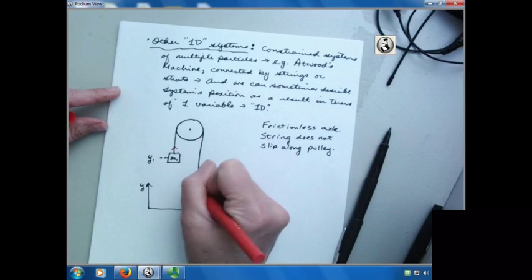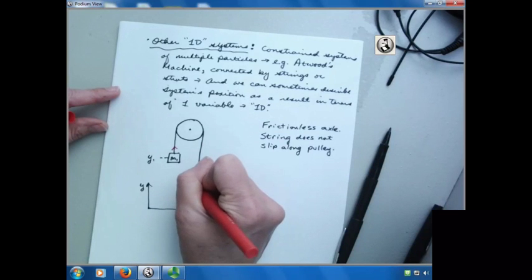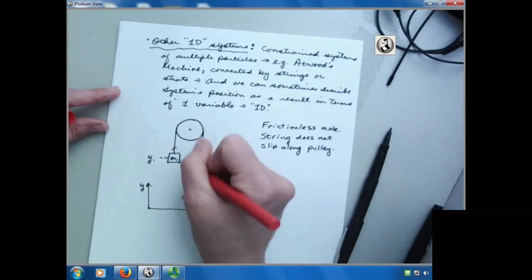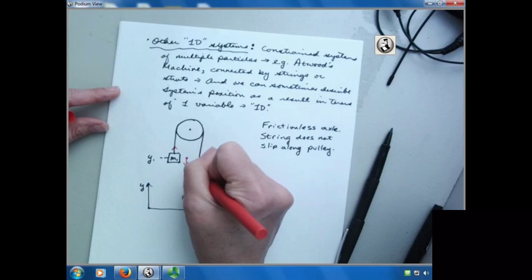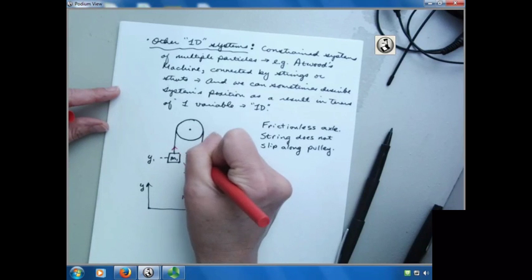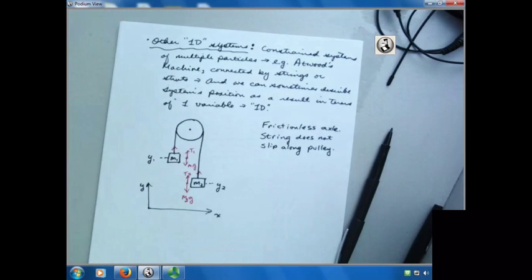I should have drawn that as a free body diagram. I'll call that T2. I'll draw a free body diagram for this one: M1g, T1. And because this axle is massless, it can instantaneously get to the orientation where the two tensions are equal. So T2 will always equal T1.